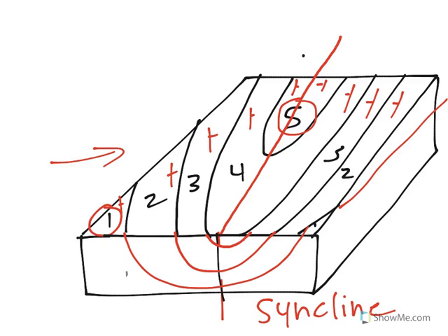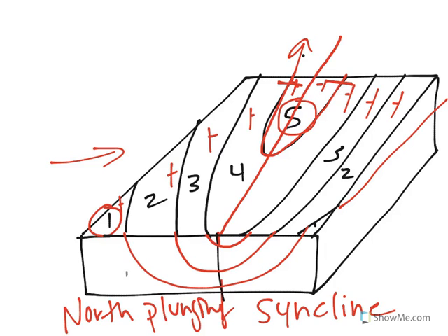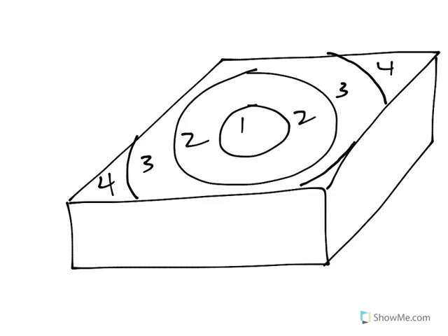So I have my syncline. Now we got to give the direction of plunge. So let's trace out that U on the surface. I see my open end of the U is pointing up, so that makes this a north plunging syncline. Let's keep going. Let's look at a couple more.